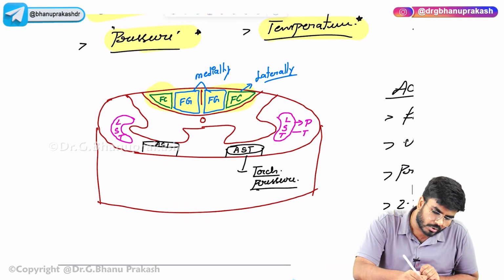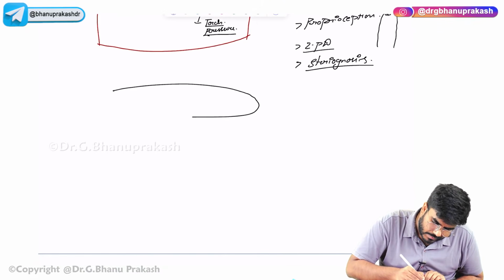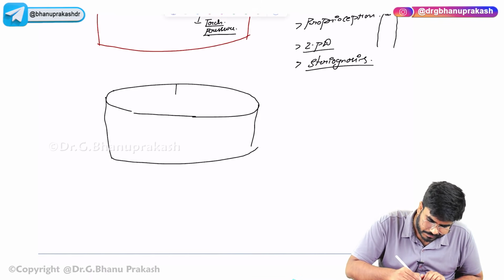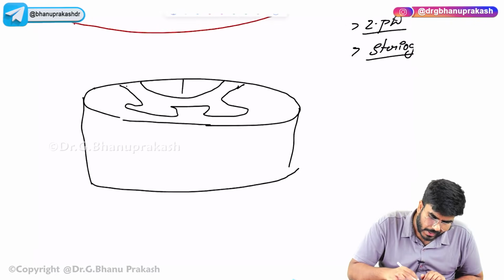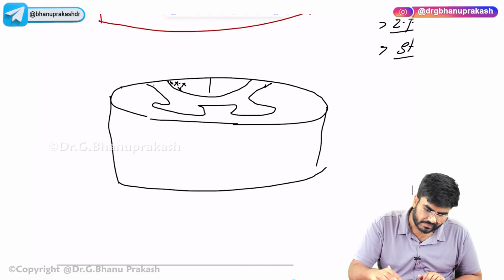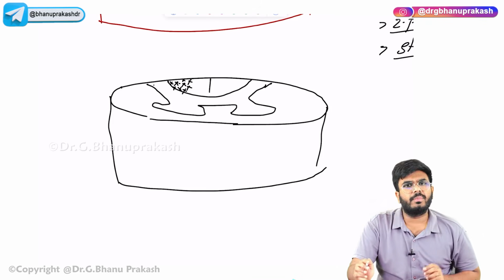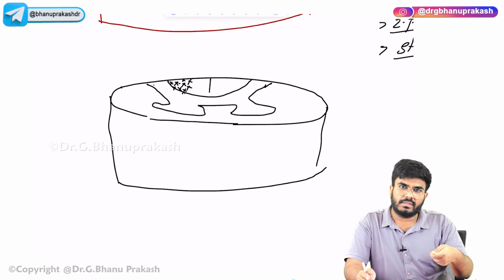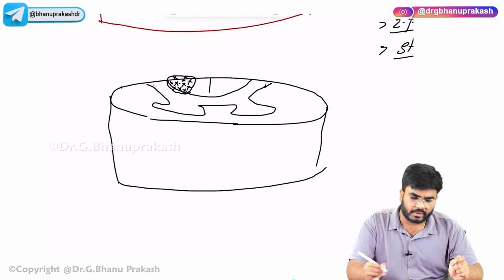Now you tell me, if there is damage to the dorsal column. For example, let's say they gave this image in your exam. They have shown this part of the spinal cord is damaged in a person, because of some injury, some bullet injury, or some fracture, where the fractured vertebrae is penetrating into this part of the spinal cord.